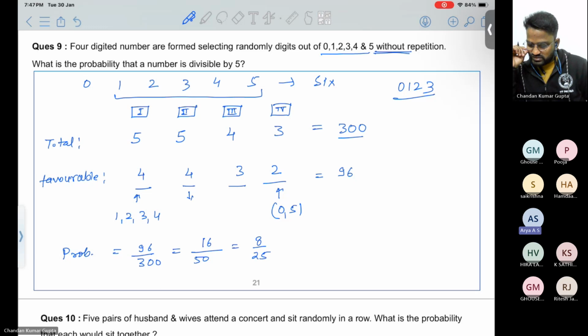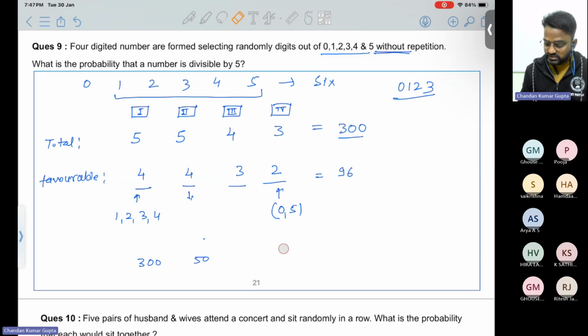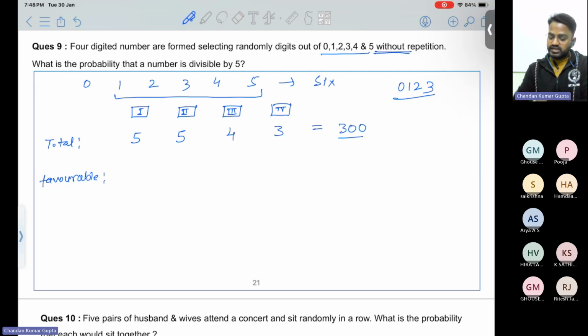Yeah, sir. The second number is 5, it seems. Yes. Actually, we should consider two possibilities. Let me erase this. Actually, there is something wrong. Okay, we should consider two possibilities. Like actually, for unit place, if 0 appears and if 5 appears. Okay, then we get the right number of cases.